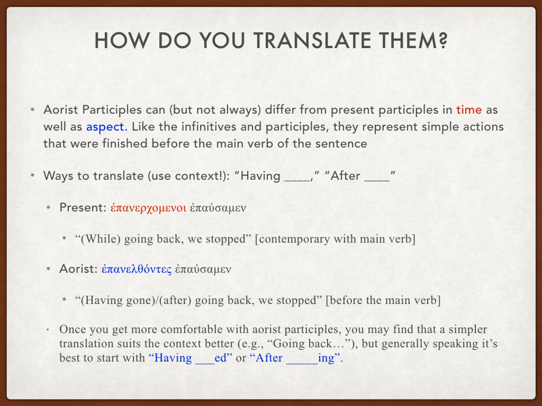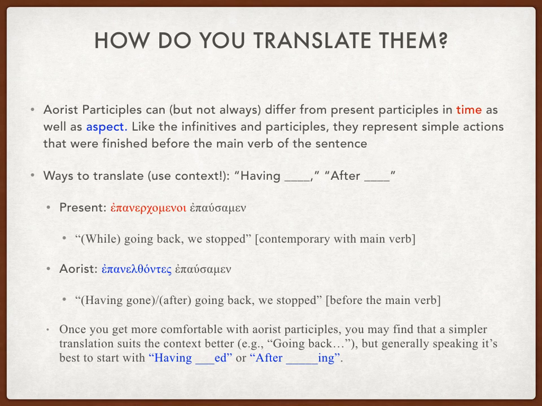However, if I use the aorist participle, that tells me that the participle action happens before the main verb. Look at how that changes the meaning of this sentence very importantly. Epanelthontes epausamen means "having gone" or "after going back, we stopped." So think about that example before.